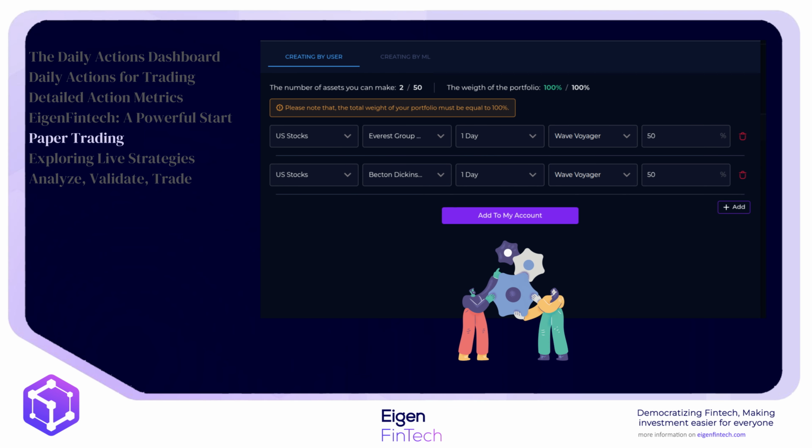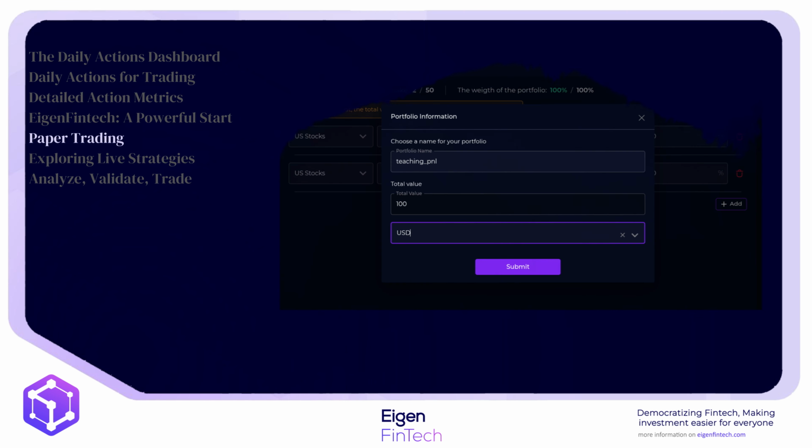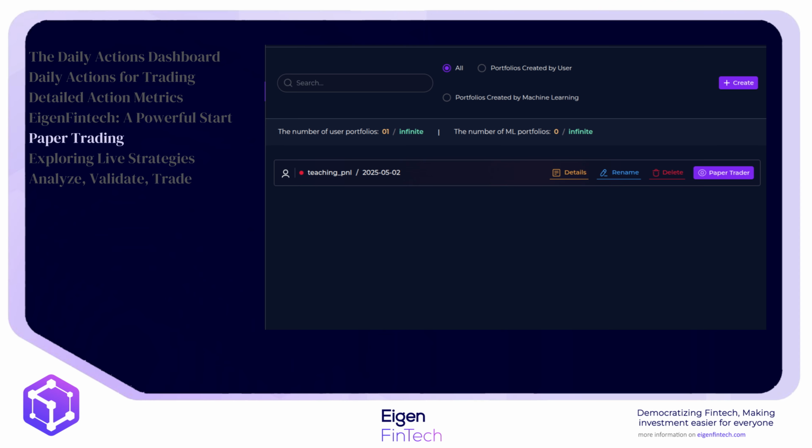So, how can you test these insights without risking real capital? With our paper trading feature, Eigenfintech allows you to create virtual portfolios to simulate trades. This is a risk-free way to test the effectiveness of the actions you find on the dashboard.